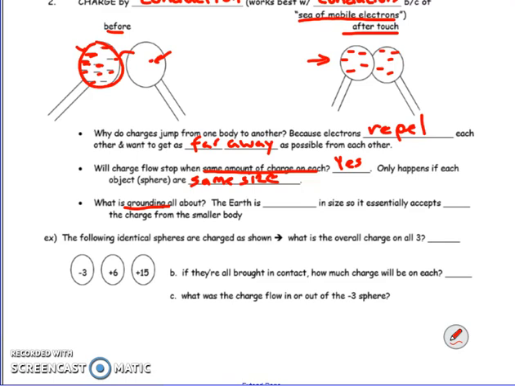So the Earth is essentially, from a charge standpoint, infinite in size. So that's a poor infinity sign. Okay, so it essentially accepts all the charge from the smaller body. All right, we'll show some demos of that later in class.